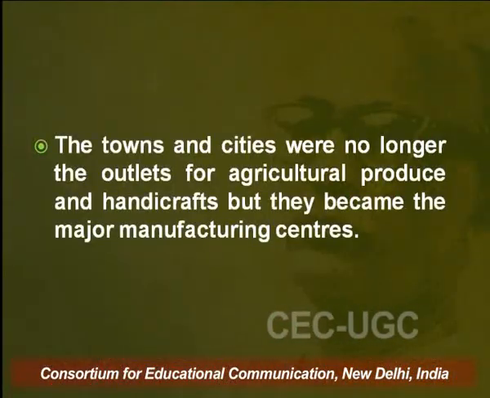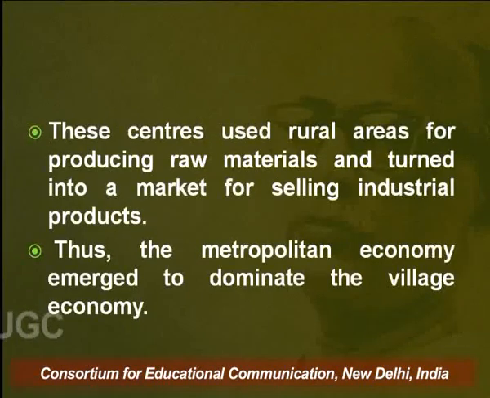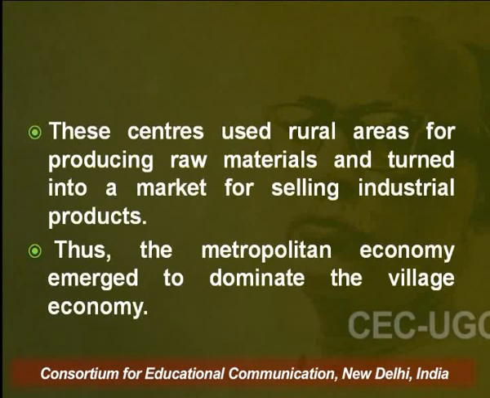Ghurye's approach to rural urbanization reflects the indigenous source of urbanism. During colonial time, the growth of metropolitan cities altered Indian life. The towns and cities were no longer the outlets for agricultural produce and handicraft, but became the major manufacturing centers. These centers used rural areas for producing raw material and turned them into a market for selling industrial products.